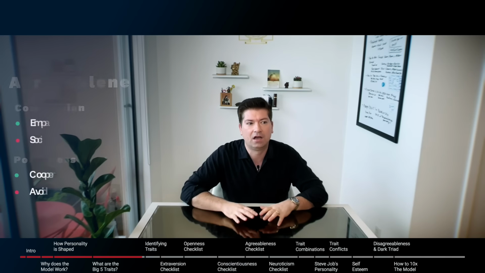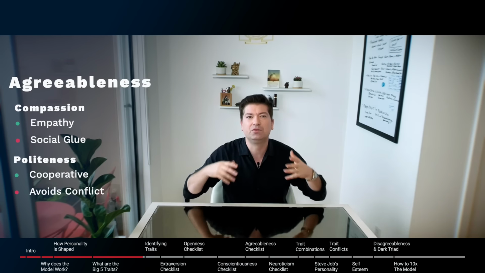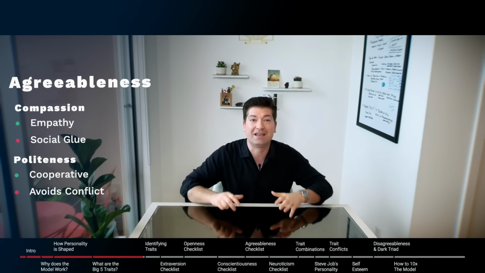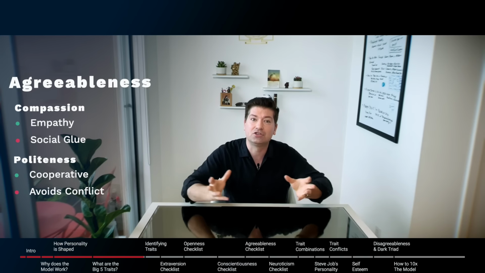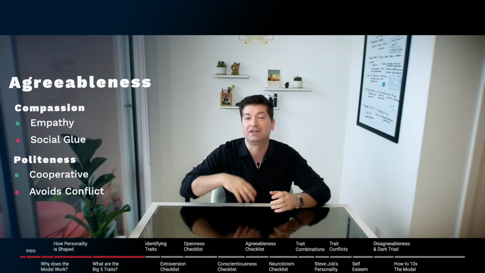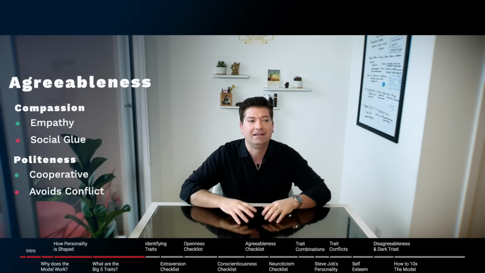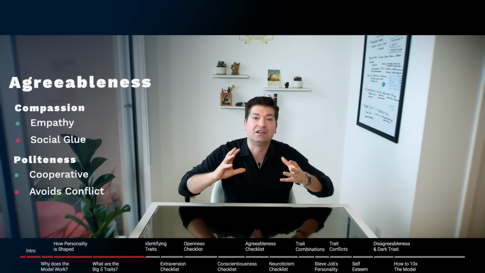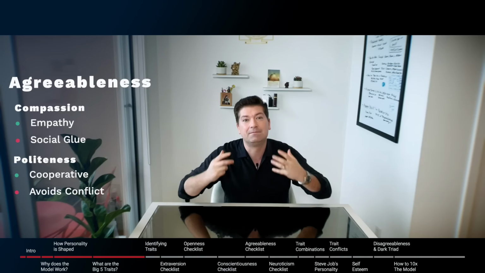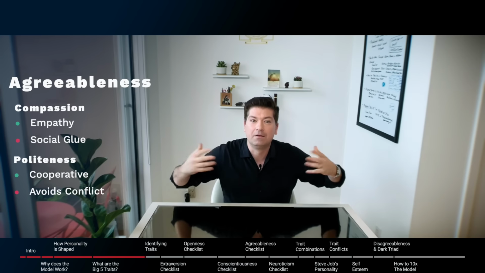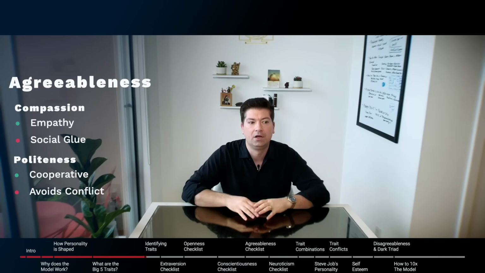Next, agreeableness. Agreeableness is people that genuinely like other people. They like working with other people. They don't want to rock the boat. And they're kind of like the social glue. You could think of them as nurses or kindergarten teachers. They're both very compassionate and polite. And they like to move forward with people as a group.